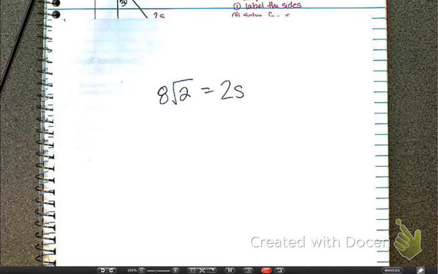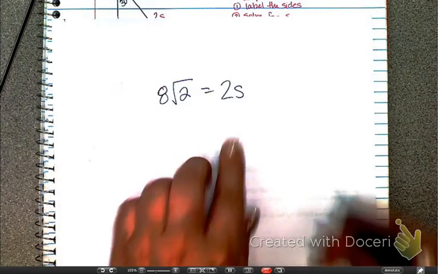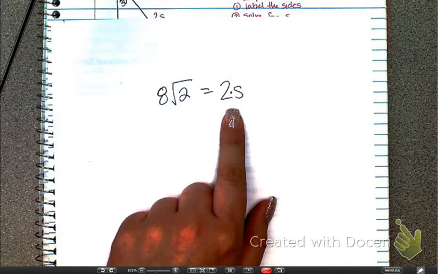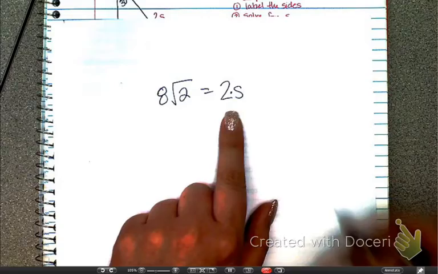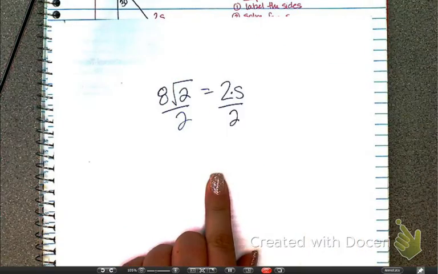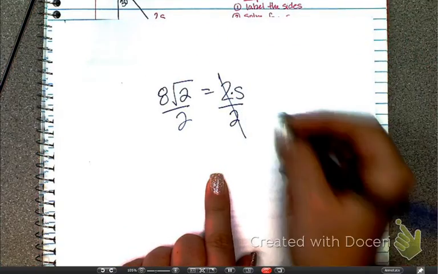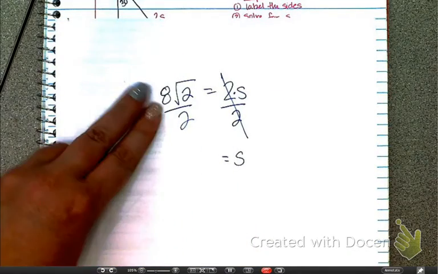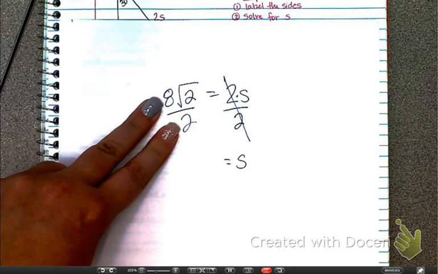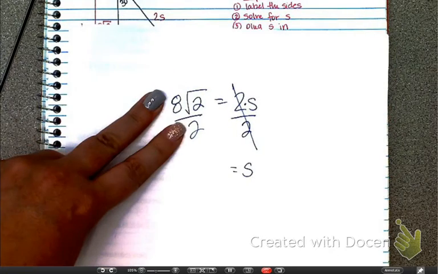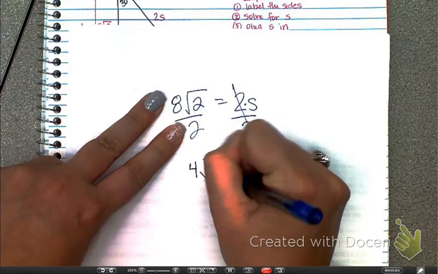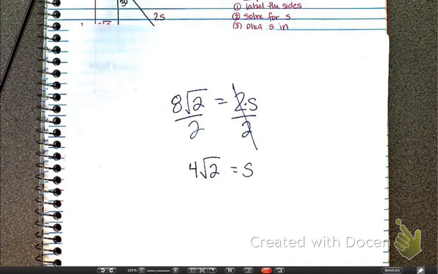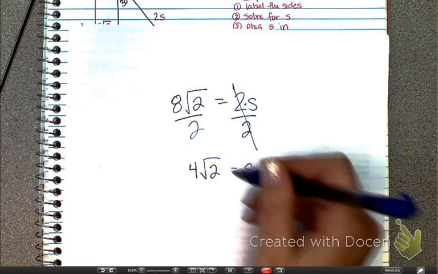Remember, you're doing the inverse operation. So if we're multiplying, we're going to divide. If we're dividing, we're going to multiply. If you add, you subtract. Right? So the operation that's currently being performed is multiplication. Opposite of multiplication is division. Because those then cancel, leaving me with S. And I have to simplify this if I can. I can simplify 8 and 2 because they're not in the square root. 8 divided by 2 is 4, and I still have the square root of 2. This is what S equals.